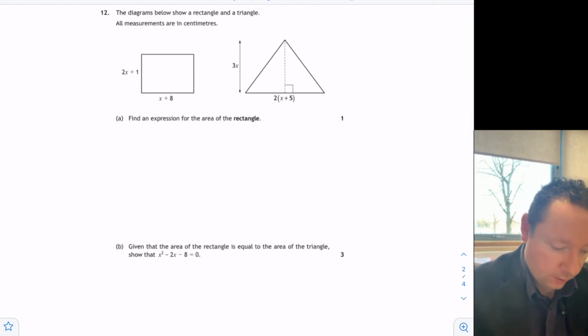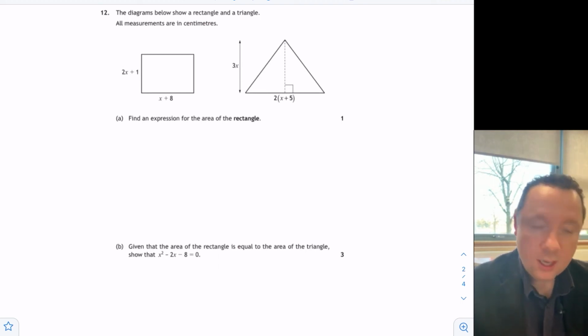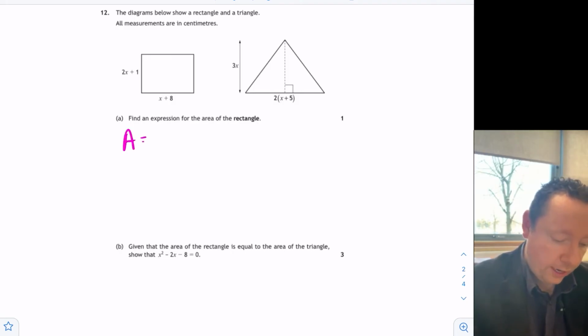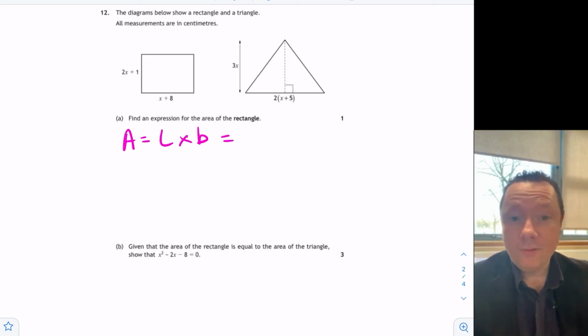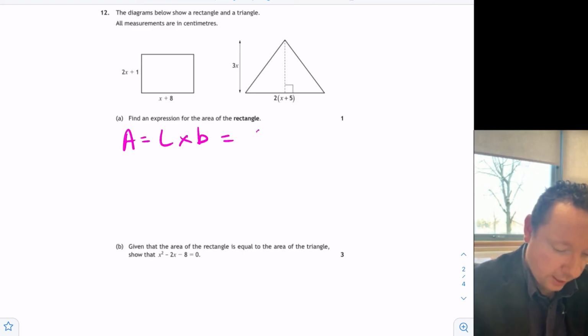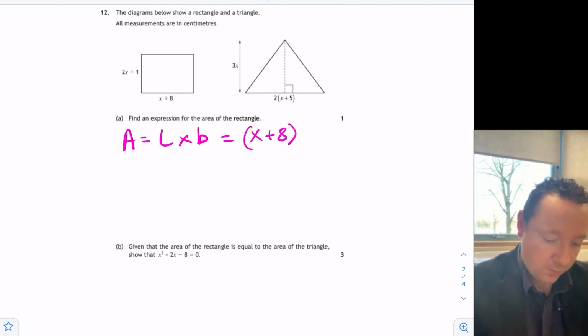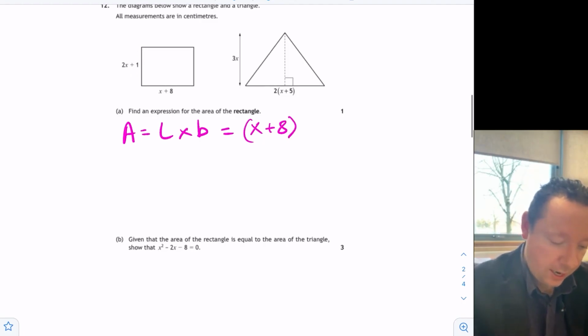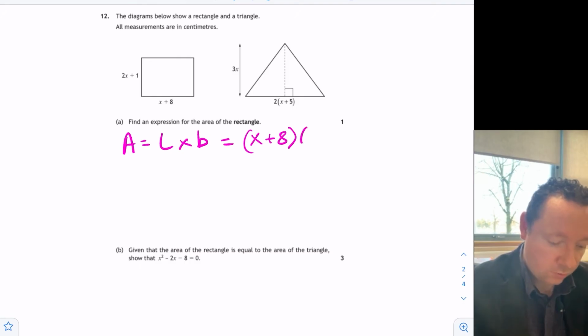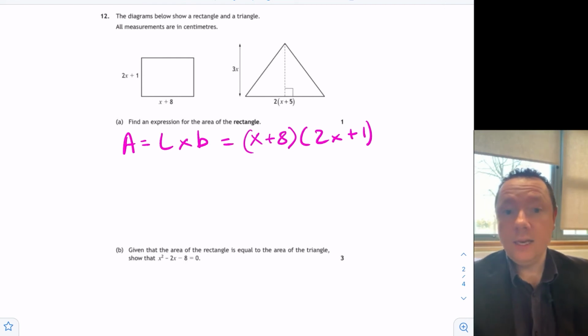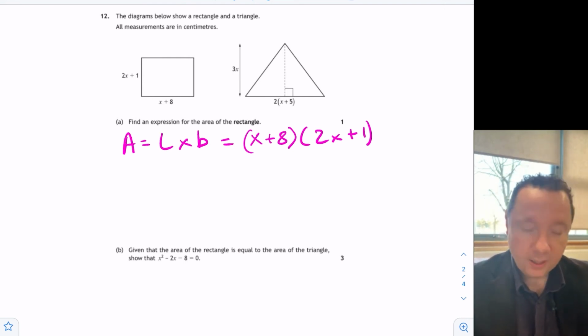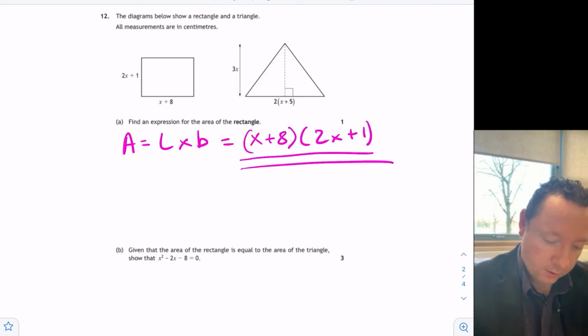Okay, part A, find an expression for the area of a rectangle. Don't be scared by this. You all know the area of a rectangle is length times breadth. So just write down what the length of the rectangle is. If it was a number, you would write down 4, 5, 6. But in this case, it's x + 8. So I'll just write down x + 8. Now, since this is going to be times by something else, I'll put that in brackets. And I need to times by the breadth, or the height, which is 2x + 1. So there is an expression for the area of my rectangle for 1 mark.